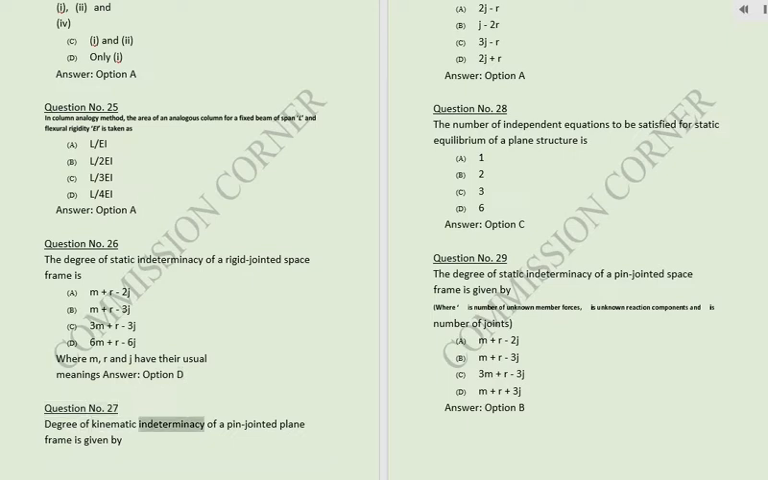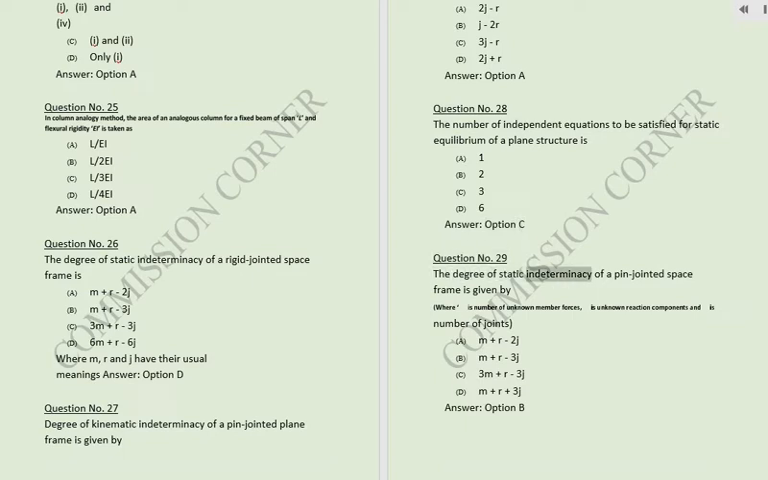Question number 27. Degree of kinematic indeterminacy of a pin-jointed plane frame is given by: A, 2J, R. B, J, 2R. C, 3J, R. D, 2J plus R. Answer, option A. Question number 28. The number of independent equations to be satisfied for static equilibrium of a plane structure is: 1, 2, 3, 6. Answer, option C.